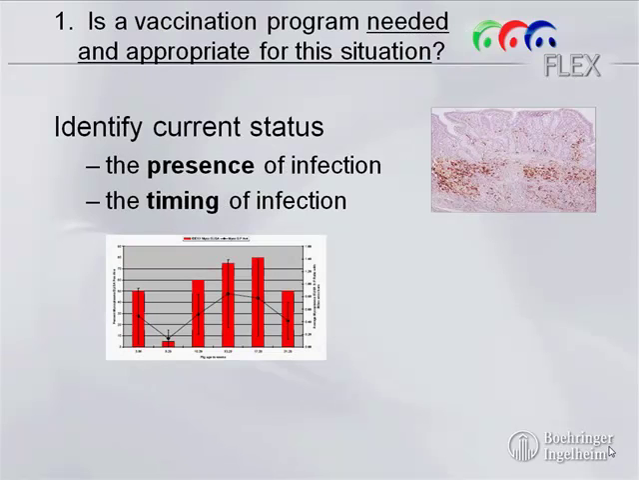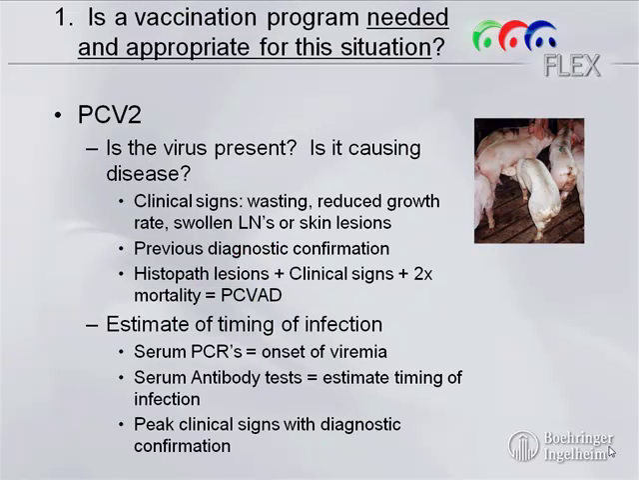So the first one, is the program needed and is it appropriate for the situation? This one takes into account the system's current goals and then the current status of the system, and then eventually looking at the constraints. So the first 3 steps of the 5-step process. First you need to identify, is the infection present and when is the timing of infection? So I started with PCV2. So PCV2 itself, is the virus present? I think it's pretty easy to determine if the virus is present in most places. And then, is it really causing disease?